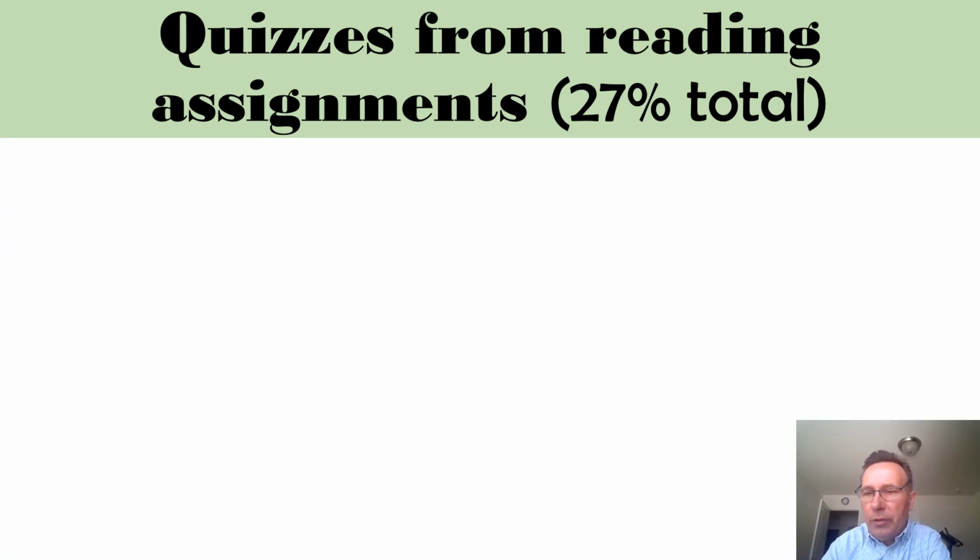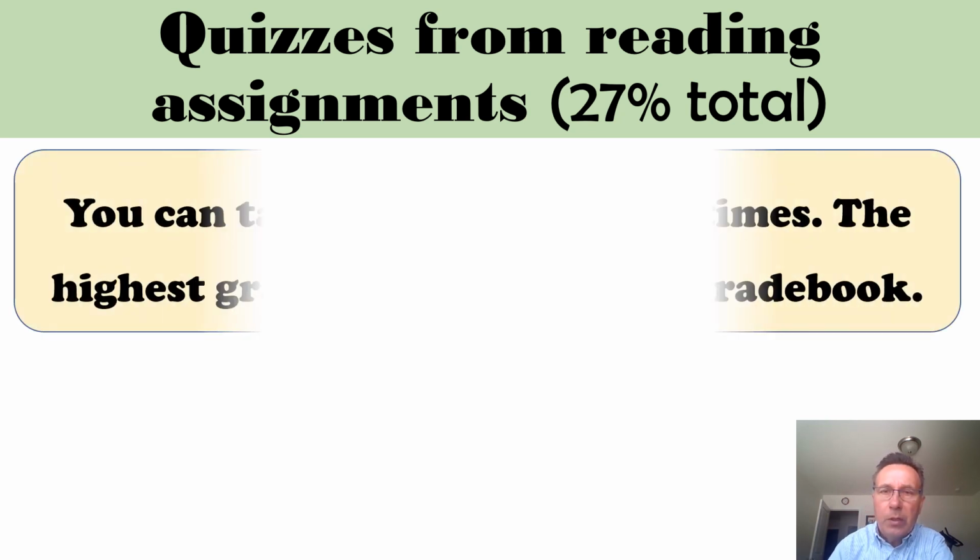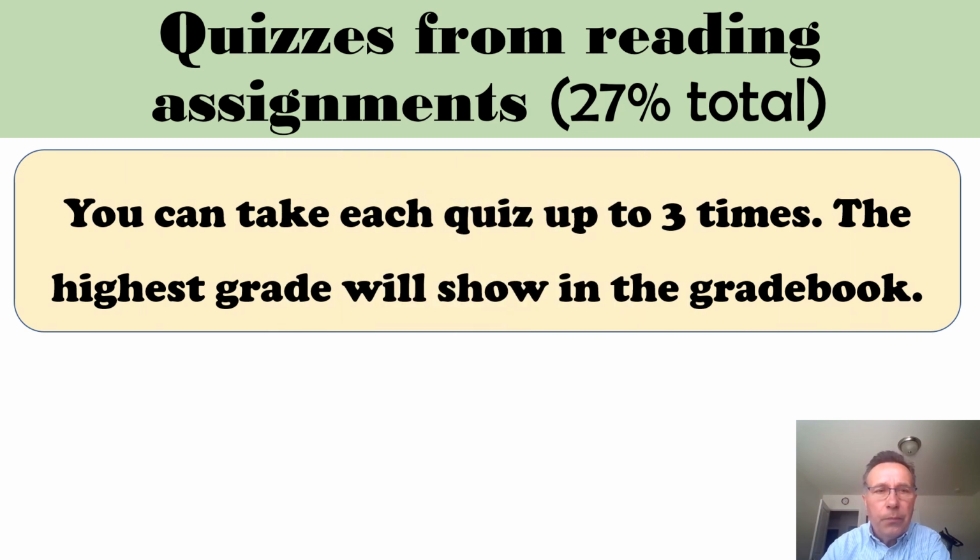I have already mentioned the quizzes. You will have a quiz from each chapter of the textbook reading. The total percentage toward the final grade from all the quizzes is 27%. Notice you can take each quiz up to 3 times, and the highest grade will show in the grade book.